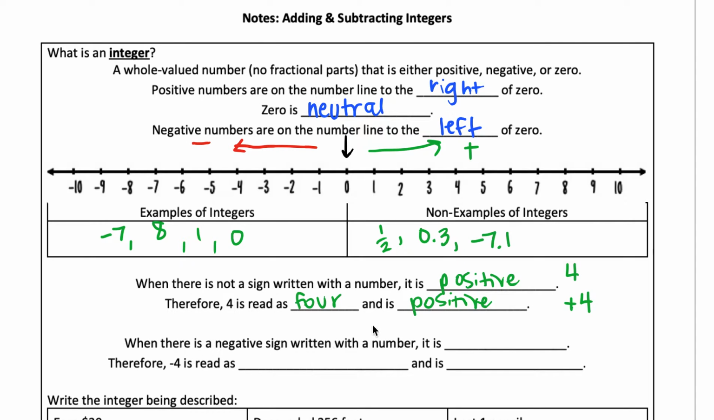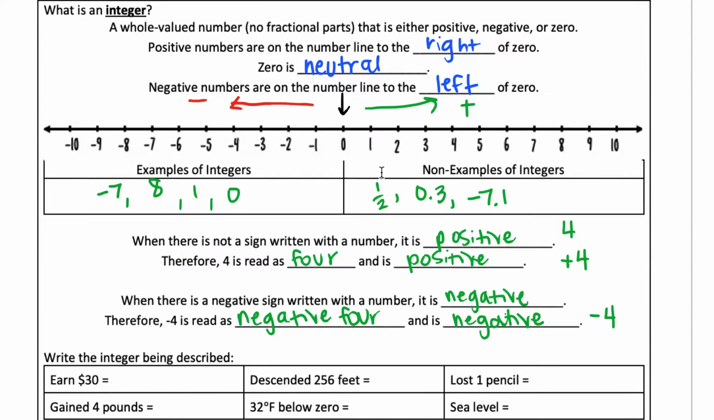However, when we're talking about negative numbers, if there's a negative sign written with a number, then it is negative. So as you can see down below, when we see this -4 symbol, we say negative 4, and it means it's a negative number. A lot of people, when they first start learning about this, think that it's a minus sign, but we can call it a negative number. And now we know that it is one of our integers.